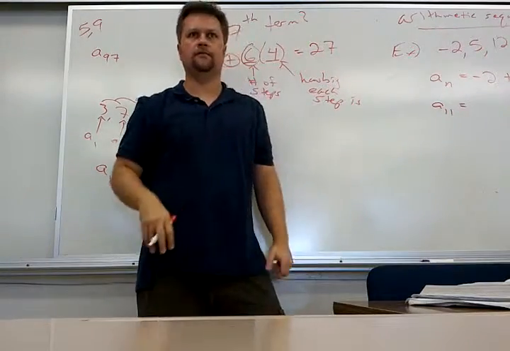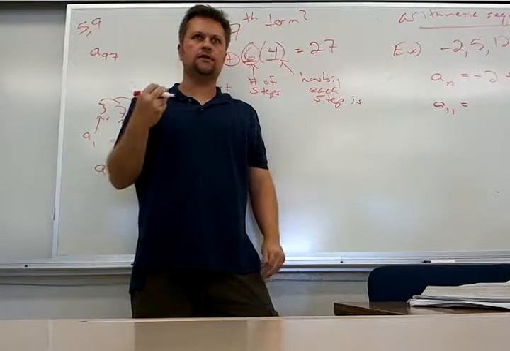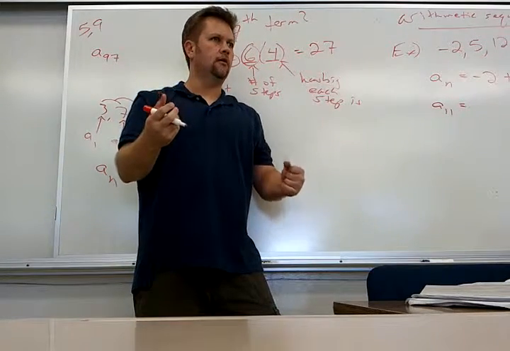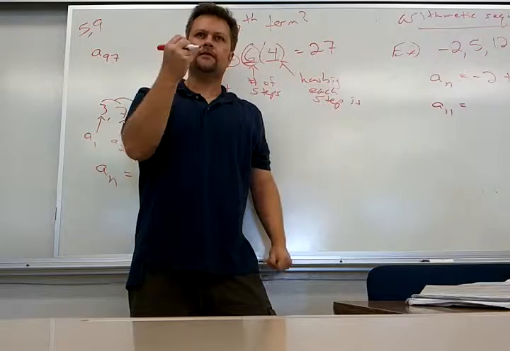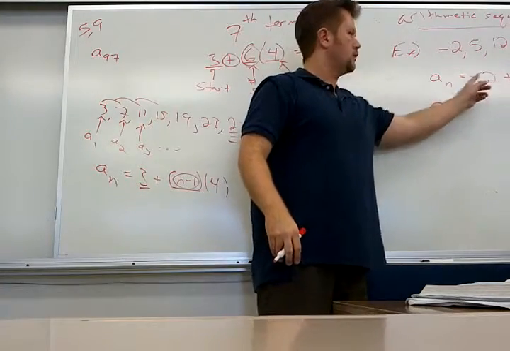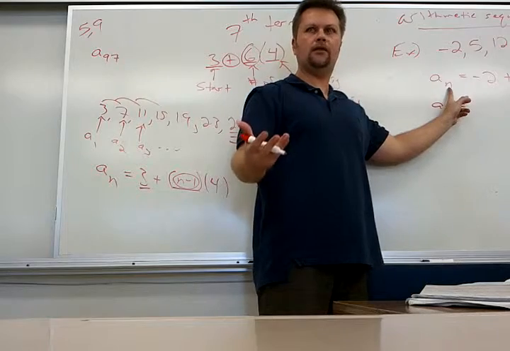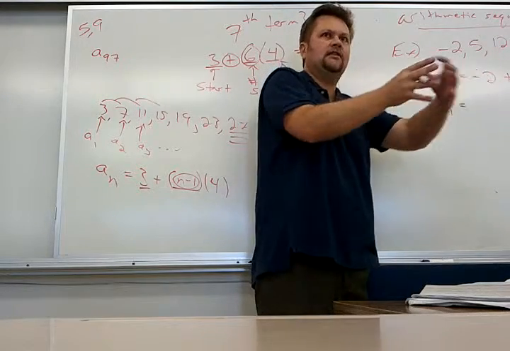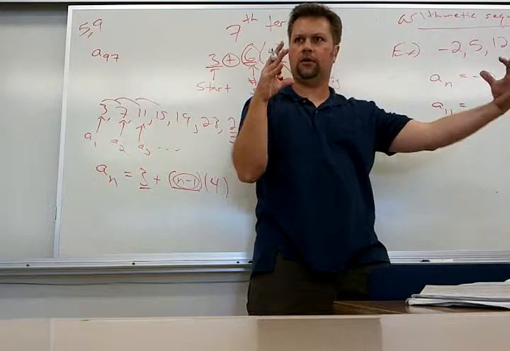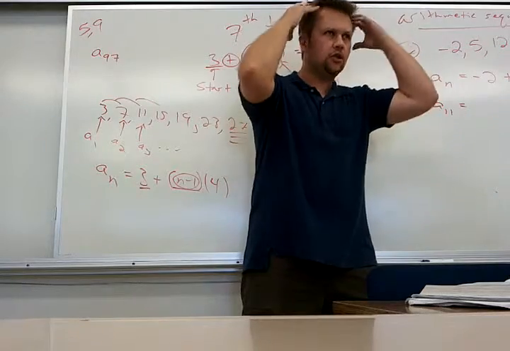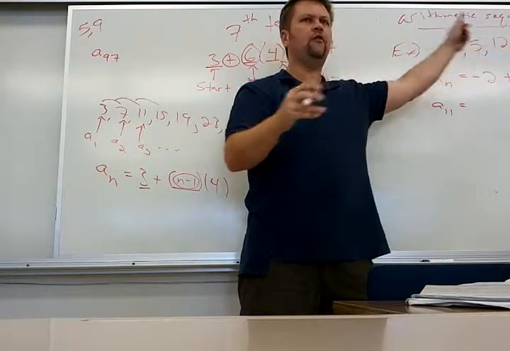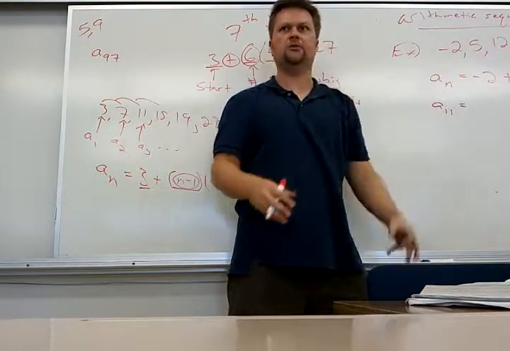What's A11? Do you see how now it's just plug and chug? Does it make sense that our formula is based off of which term I want? If I want the 88th term, I want to be able to plug 88 in somewhere and have it spit out that term to me. And it should be able to do that because I just keep adding 4. It's simple.